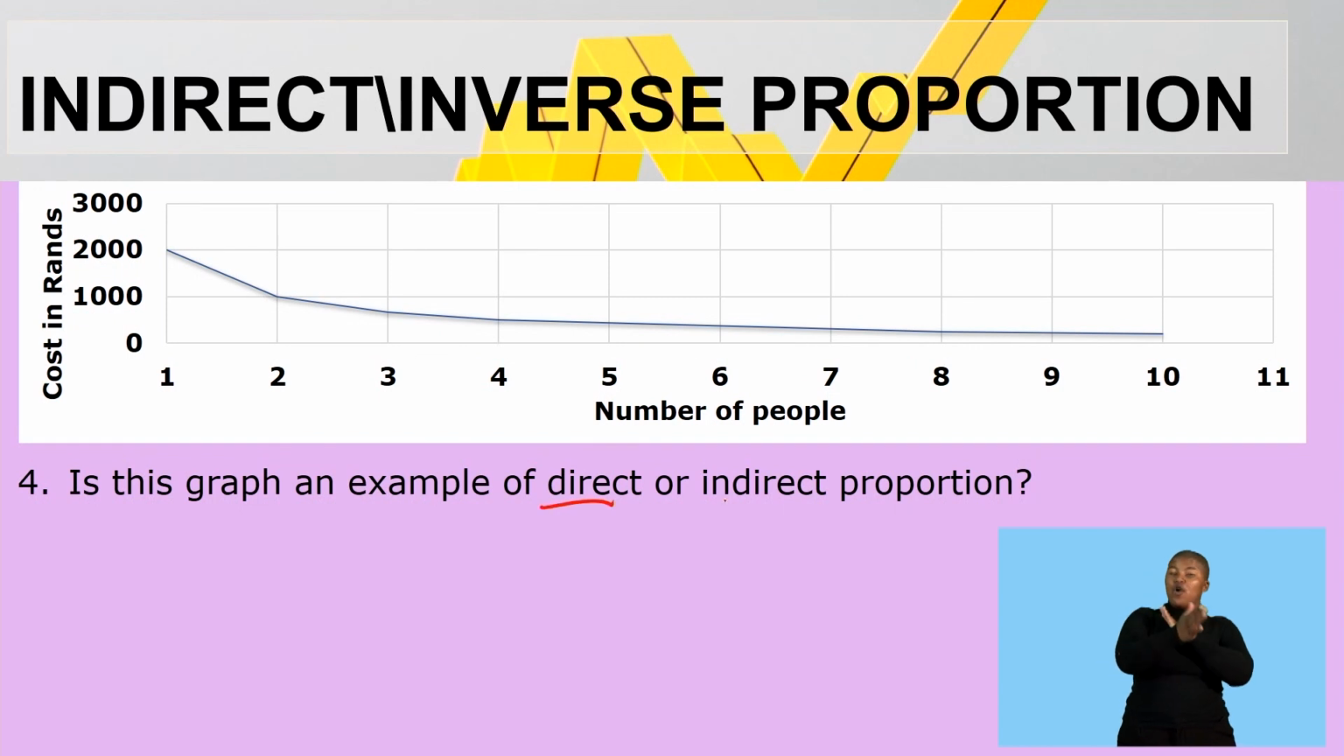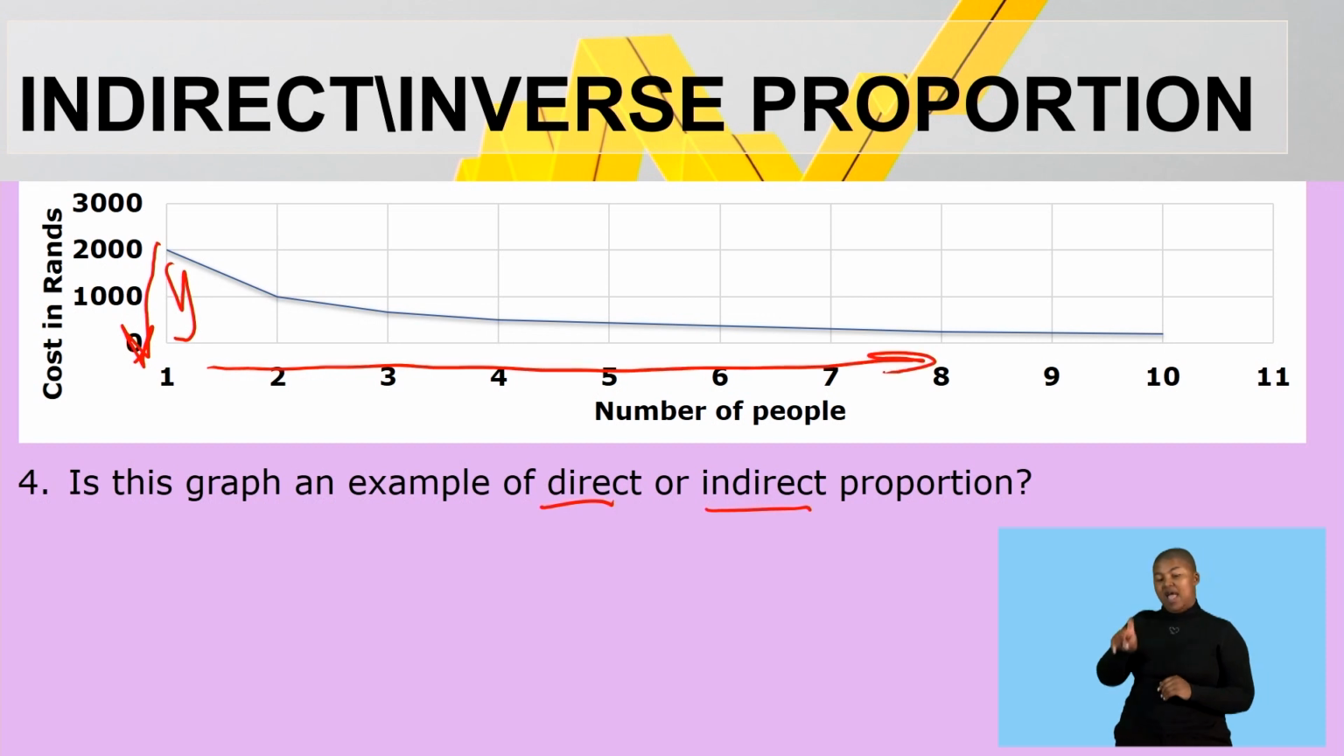Is this an example of direct or indirect proportion? What is going on? Yes, the y is decreasing and the x is increasing, so therefore it's going to be indirect.